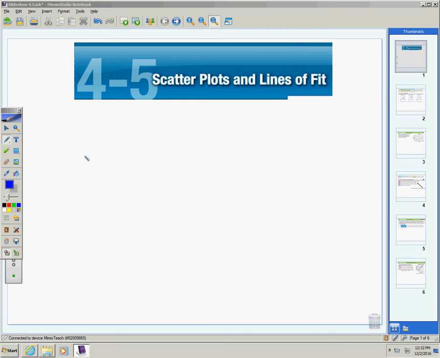Talking about scatter plots and lines of fit. And this is kind of the point where we see the real world examples of the stuff we've been doing with writing equations.